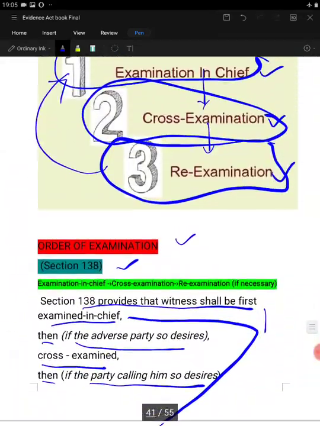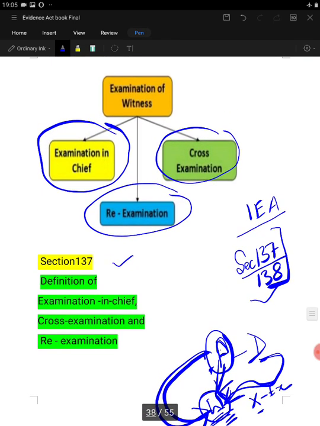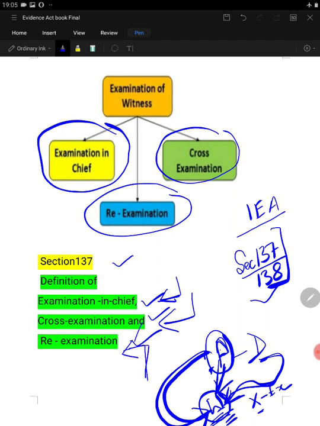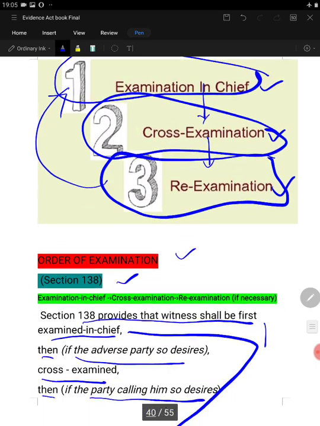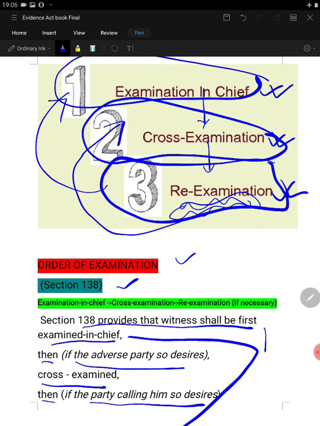So, that is all with section 137 and 138, where in 137 we saw definition of examination in chief, cross examination, and re examination. Examination in chief is examination by the party who called. Cross examination is examination by the adverse party. Re examination is examination subsequent to cross examination by the party who calls the witness. Then, section 138 provides the sequence which says that first of all, examination in chief will take place, then cross examination, that will be followed by re examination. And if new matters come up within re examination, then again the witness can be cross examined.